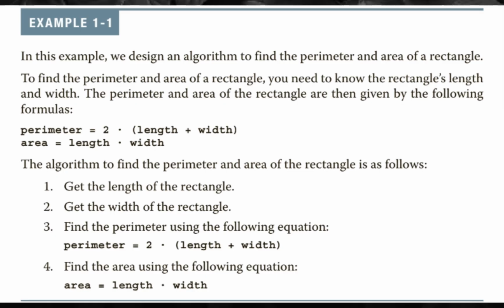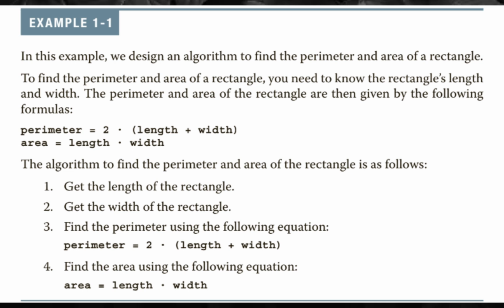And now let's do an example. In this example, we design an algorithm to find the perimeter and area of a rectangle. To find the perimeter and area of a rectangle, you need to know the rectangle's length and width. The perimeter and area of the rectangle are then given by the following formulas.